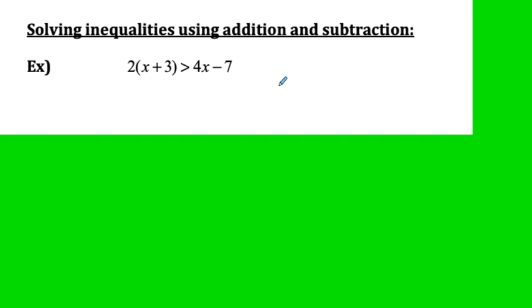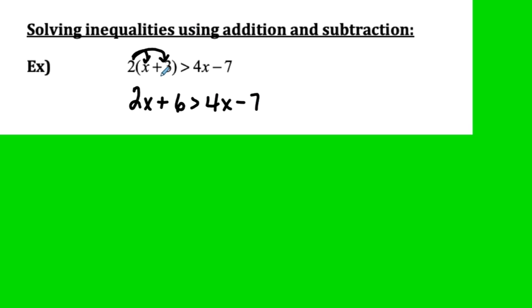So if I look at this inequality right here, the first thing that I do, using addition and subtraction, multiplication and division, is I would distribute the 2, just like I would if this were an equation. So I would get 2x plus 6 is greater than 4x minus 7. All right, then I balance the equation.